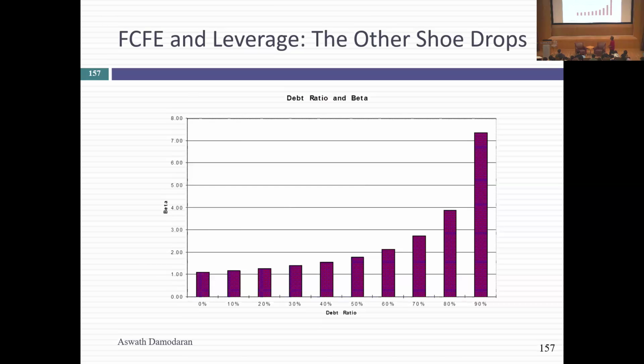So that's my beta for Disney at different debt ratios. When my free cash flow to equity is going up as I go from 0 to 10 to 20 to 30 to 40 to 50, my beta is also rising because I'm using a levered beta. And the net effect is what drives that relationship between leverage and value.